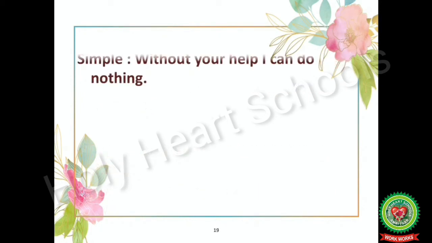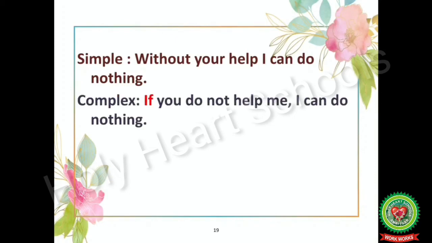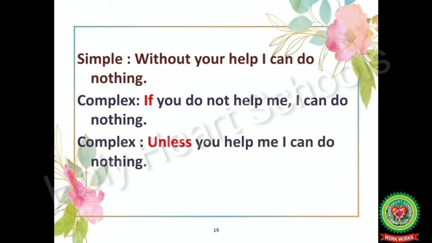Next sentence. Without your help, I can do nothing. Students, here we have a condition. And for condition, we use the conjunction if. So we can write if plus subject plus verb. So we can write, if you do not help me, I can do nothing. Or we can also write, unless you help me, I can do nothing.